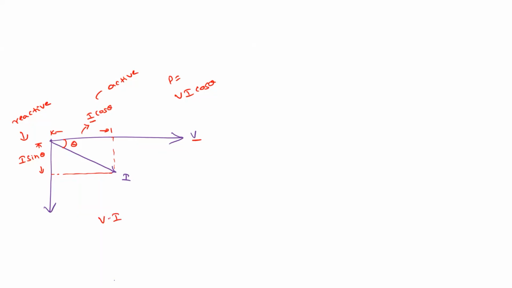Similarly, V into I sin theta. I sin theta is the reactive current, multiplied by the voltage. This is known as Q, the reactive power. So Q is VI sin theta. Is it power left in the load, sir? Power left in the load means which is not used? VI sin theta. We will discuss that. Wait.